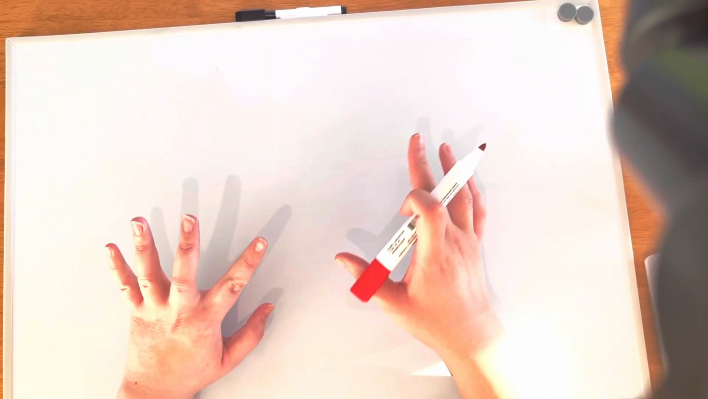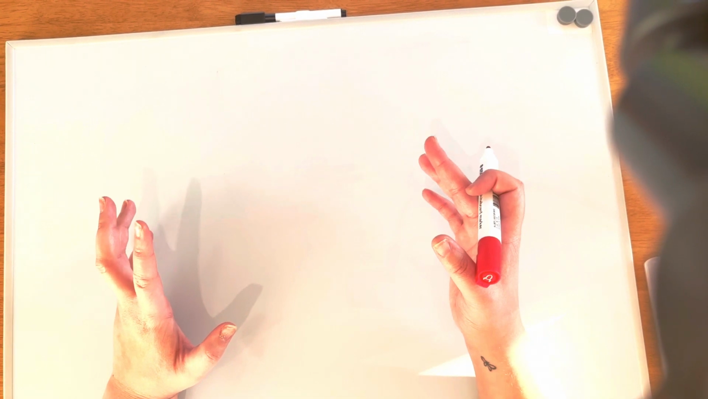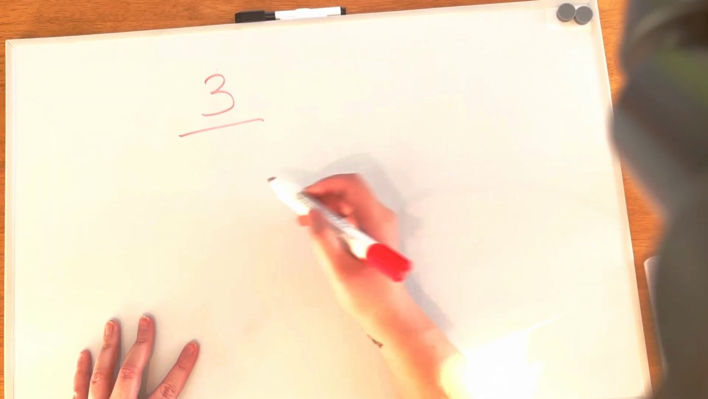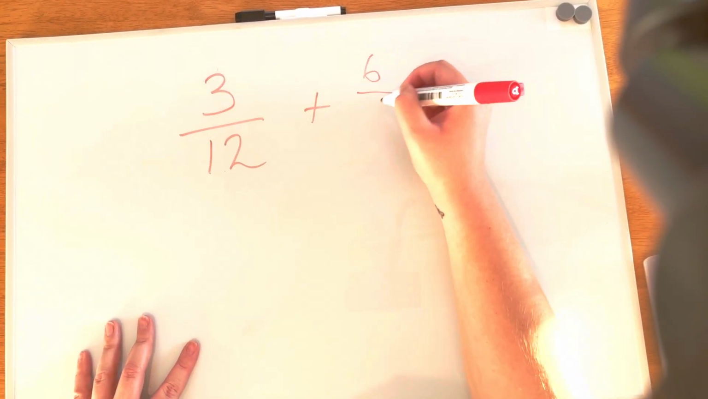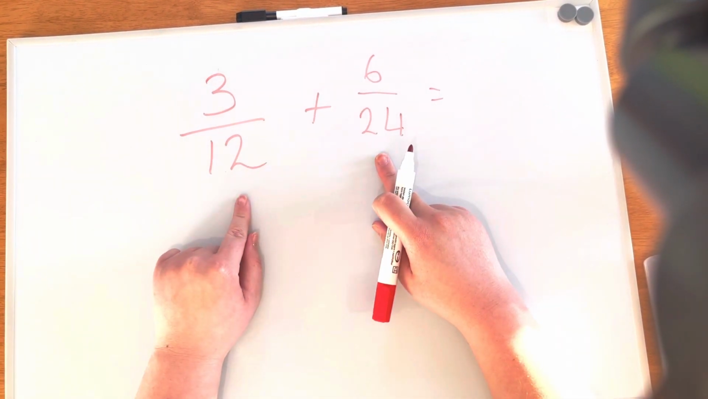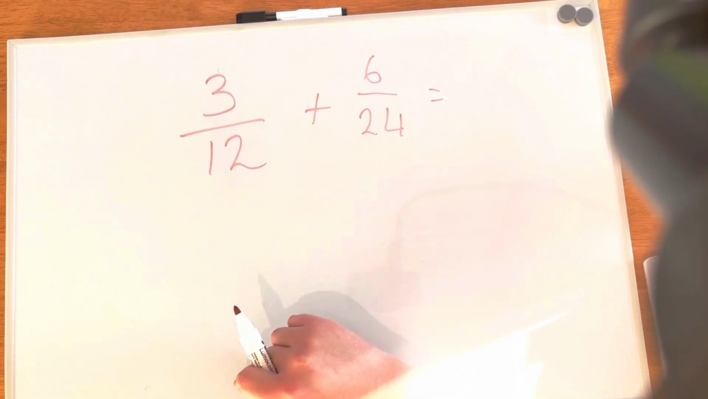Now we've had a look at when our denominators are the same, let's have a look at when our denominators are different. So you might get a question that looks a bit like this. 3/12 plus 6/24. Okay? Now, my denominators aren't the same, so I can't just carry them over. So I need to think about what to do.